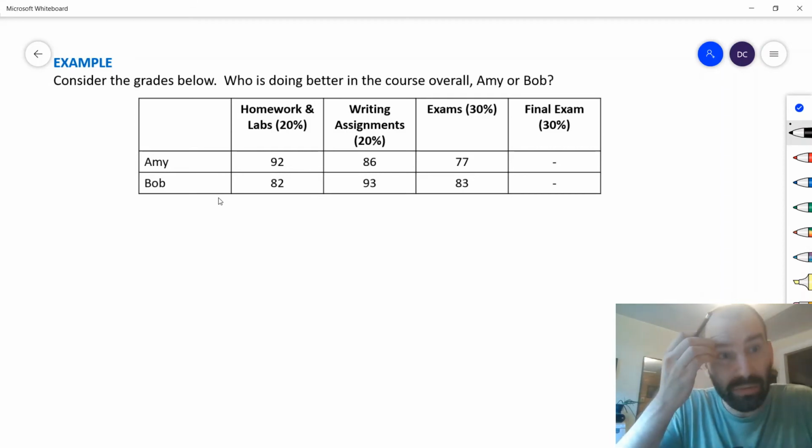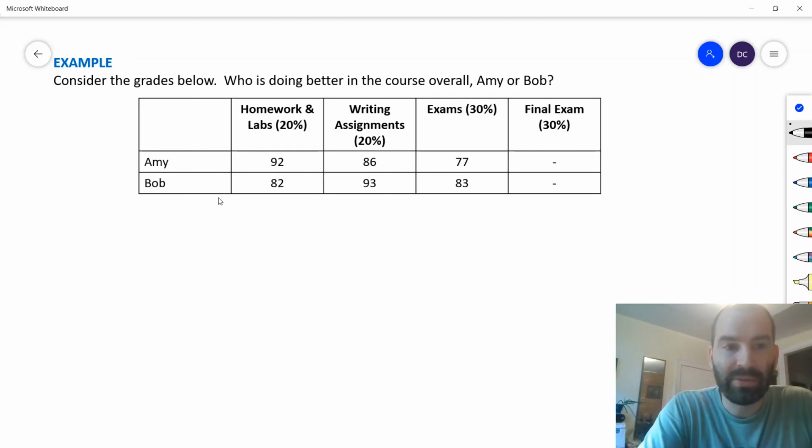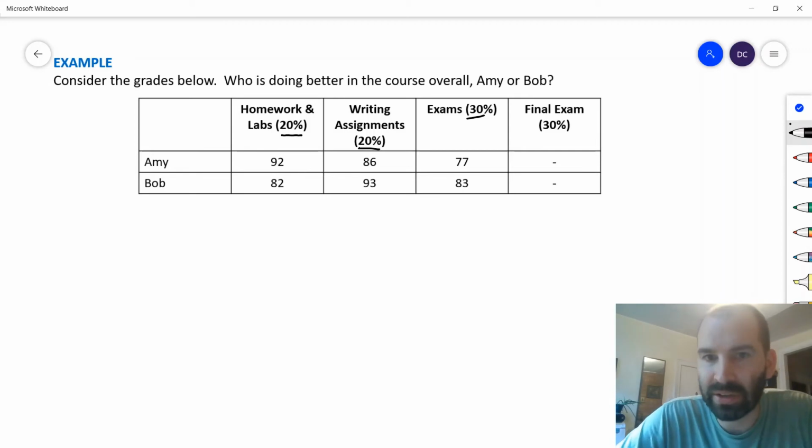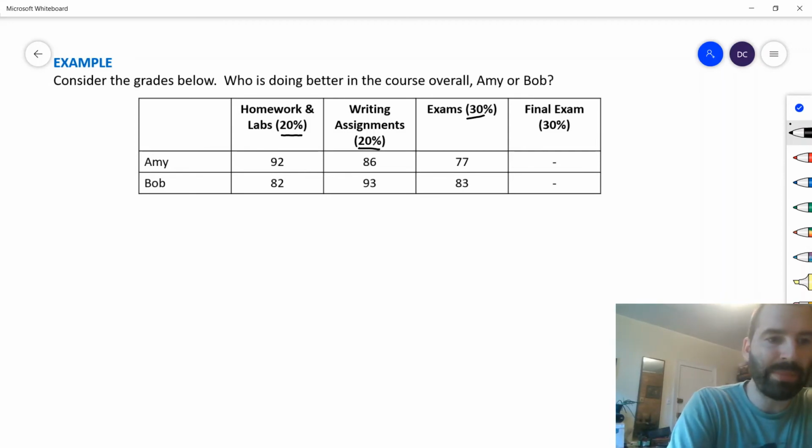Okay, so here we have the grades, right? So we have the different grades, and we have different weights for the grades. Notice that homework and labs are weighted at 20%, writing assignments at 20, and exams at 30. They haven't taken the final exam yet, so we're not going to include that. Okay? So let's compute Amy's weighted average.